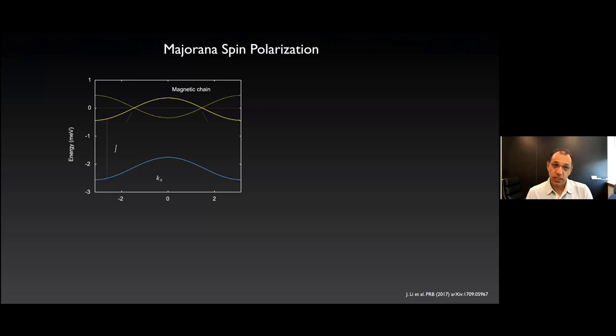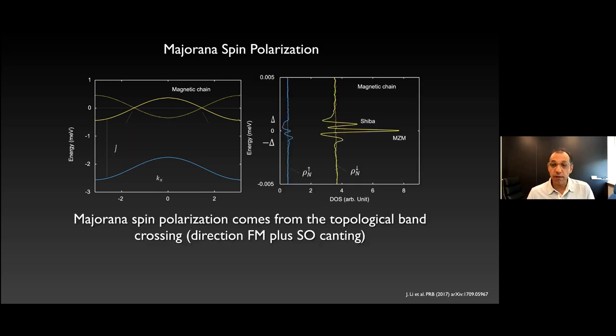In our platform, you have the exchange interaction being much larger than the spin orbit coupling. Here are chains in which you have magnetism from magnetic ions, and then you have spin orbit coupling from the superconductor. The Majorana inherits its spin polarization from the underlying band. This picture is quite similar in the Rashba nanowire case, except there the spins, instead of being dominated by the Zeeman term, are dominated by the spin orbit coupling term.